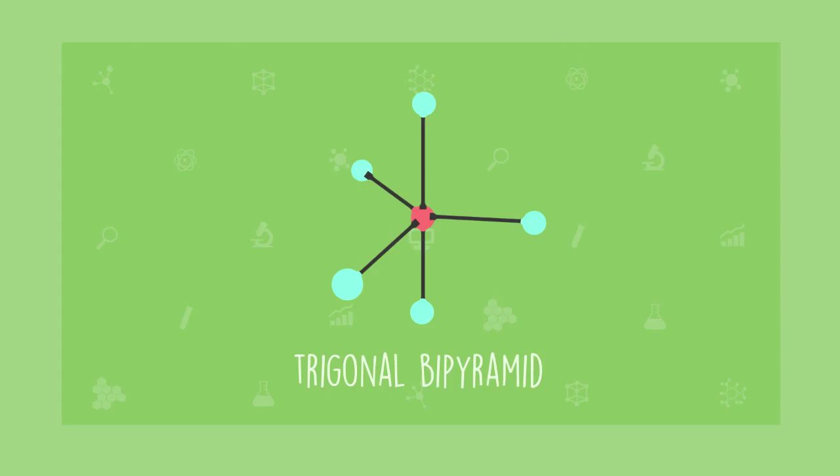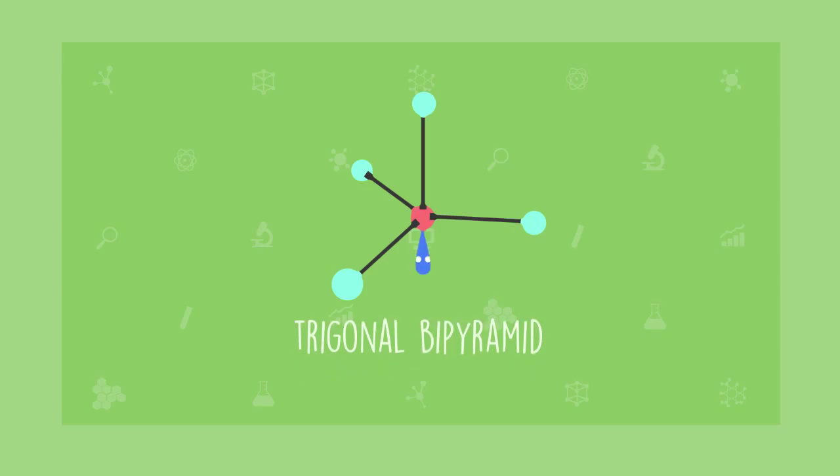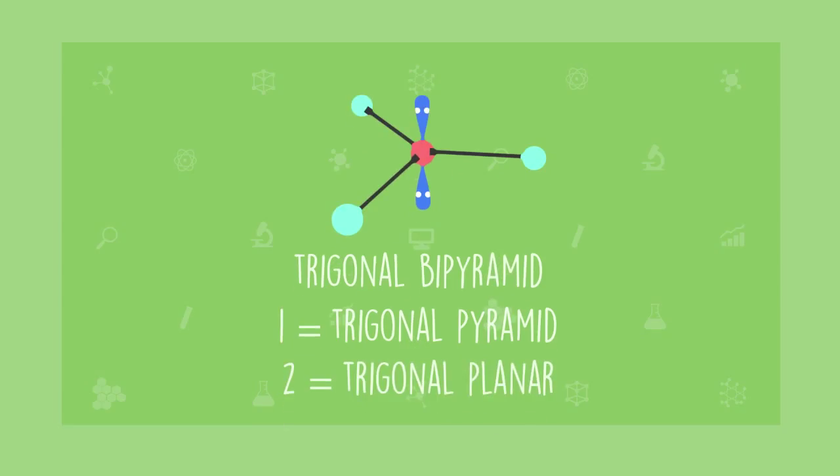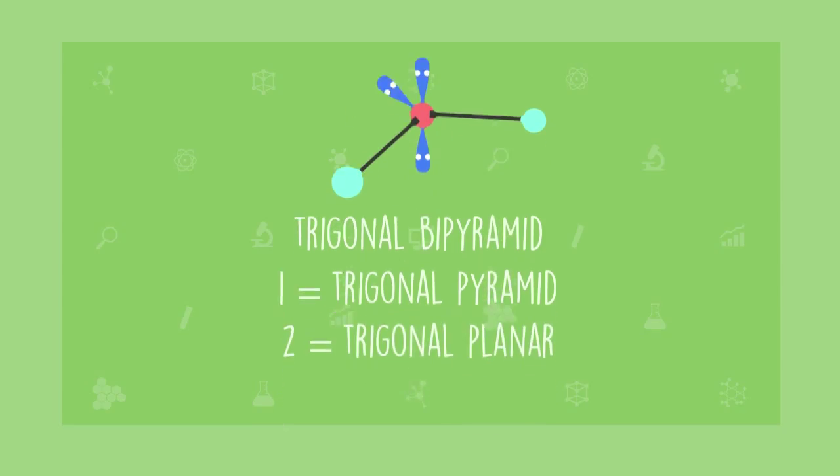Now there are lots of options for shapes with lone pairs. If we place a lone pair here, this will give us a trigonal pyramid. A molecule with 2 lone pairs will form a trigonal planar shape, and 3 lone pairs will mean a bent or angular shape. The last arrangement is to have a central atom with 6 things hanging off it.